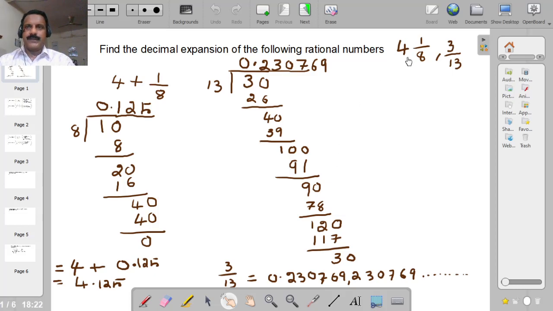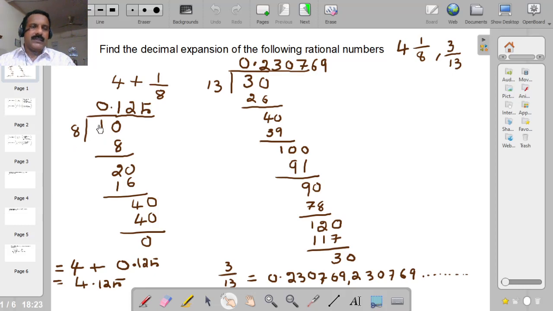First, convert 4 and 1/8 to its decimal expanded form, and also convert 3/13 to its decimal expanded form. So 4 and 1/8 is equal to 4 plus 1/8. So the problem reduces to converting 1/8 to its decimal expanded form. So we will be dividing 1 by 8.